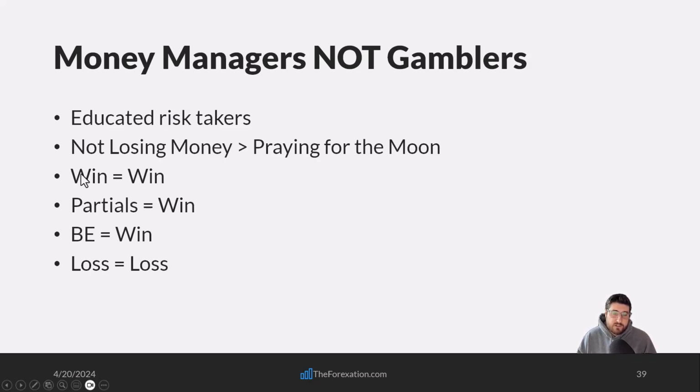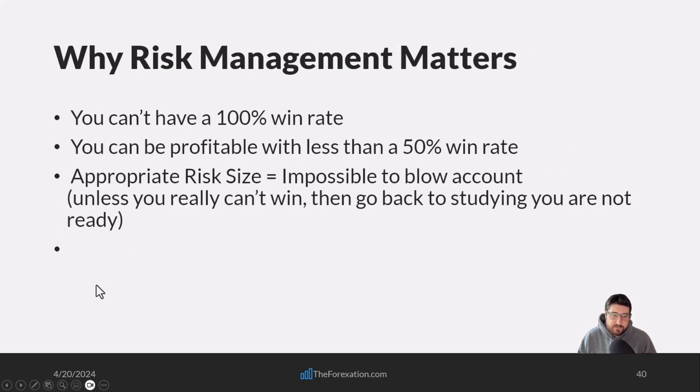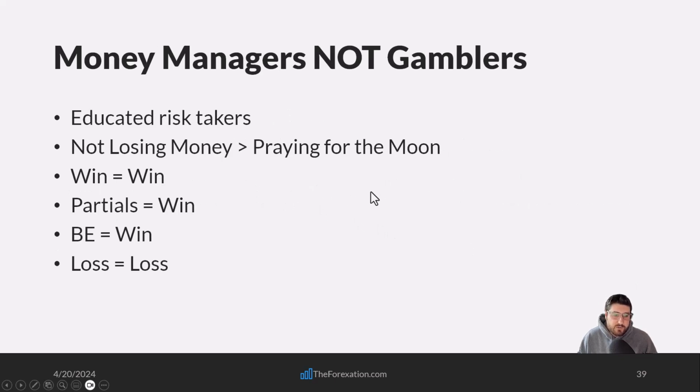So a win equals a win. Oh, let's go back a slide. That was too far. A win equals a win. Partials equal a win because we're taking risk off the table. We were able to pay ourselves. And just in case that trade does go against us, now we lost less money, right? Or maybe we pulled out enough profits that even if it went fully against us, we're still left with the profit.